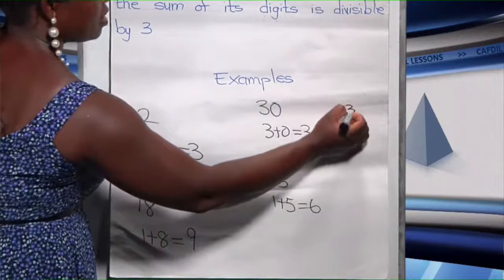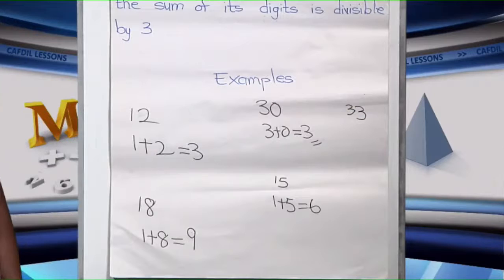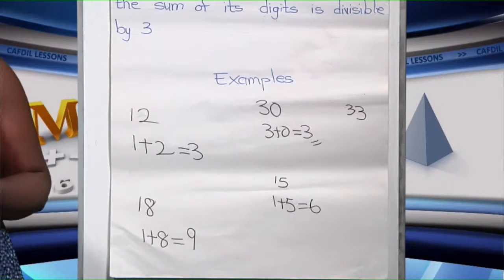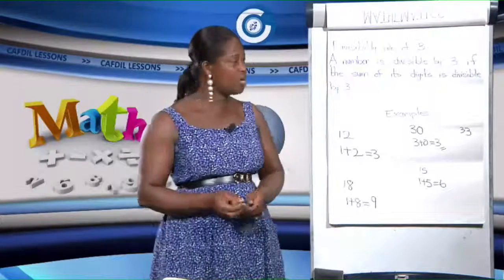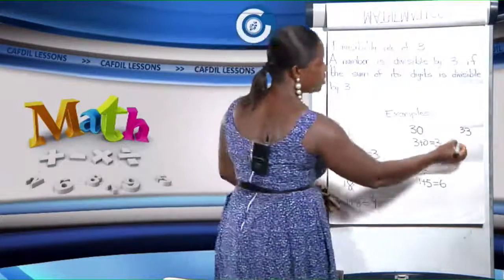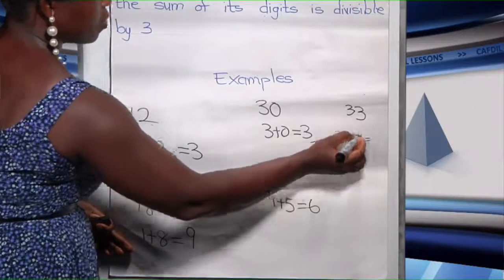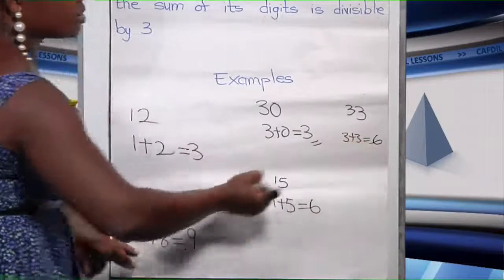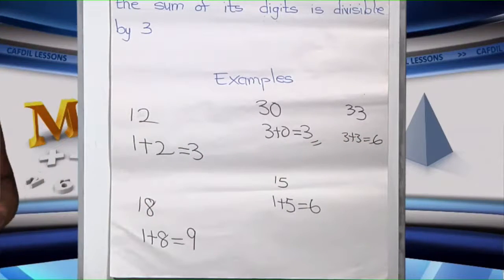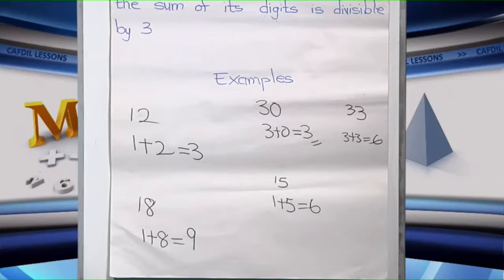I have 33. Is 33 divisible by 3? Can we divide 33 by 3 without any remainder? Yes, we can. Let's check and see. 3 plus 3. What is the result? We will get 6. 6 is a multiple of 3. Therefore, 33 is divisible by 3.